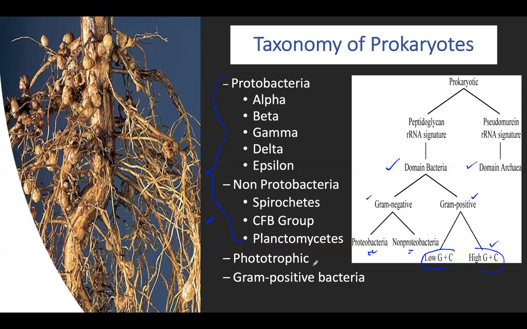Now the phototrophic bacteria, we have mostly gram-negative. We have a few gram-positive bacteria, and also archaea, that are photosynthetic and can do photosynthesis. So this group of bacteria is found in both gram-negative and gram-positive bacteria.